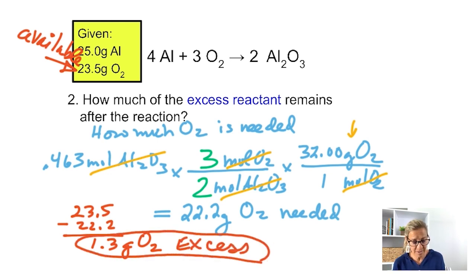So to find the amount of excess, we found out how much we needed. And when I say needed, that is to go with that limiting reactant. Where did that number of moles come from? That was how much product the limiting reactant, the aluminum, would produce.